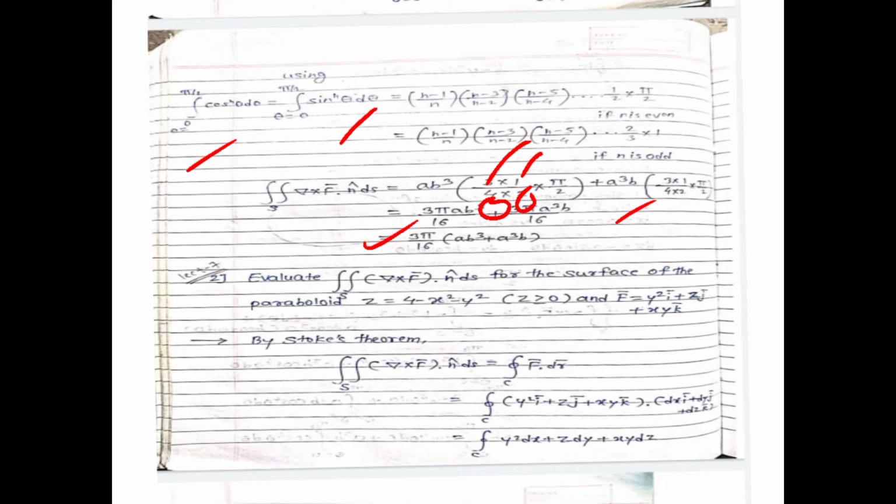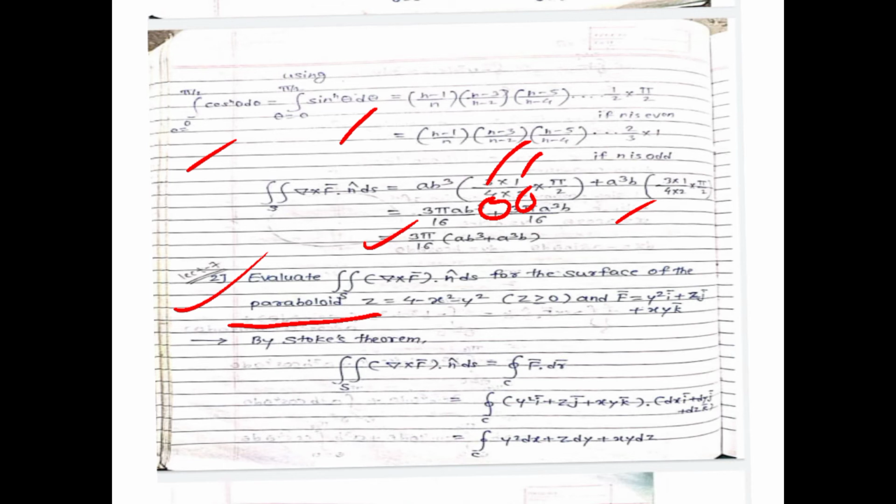Okay, let us move towards the next problem, which is similar to the previous one, but some conditions are given. So evaluate the double integration over surface S of del cross f bar dot n cap dS for the surface of the paraboloid. So here in this case a paraboloid is given. In the previous case we had an ellipse, and we had the condition that the ellipse lies in the first quadrant.